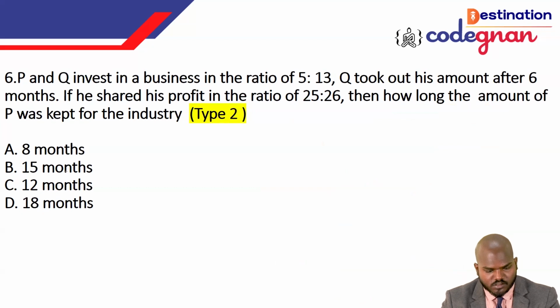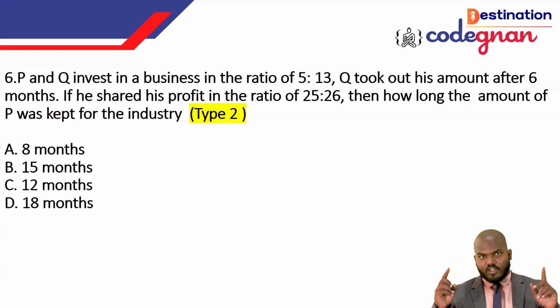So next question, you see, it is a secondary type of category. P and Q invest in a business in the ratio of 5 is to 13. Q took out his amount after 6 months. If they shared the profit in the ratio of 25 is to 26, then for how long was the amount of P kept in the business?